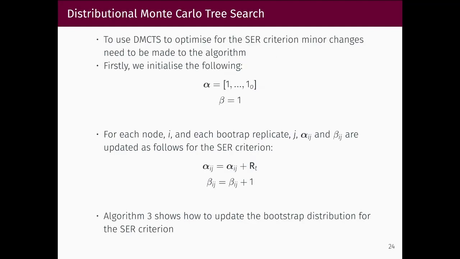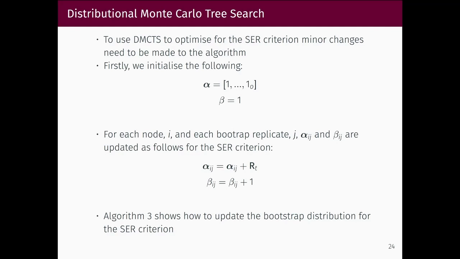So I'll just briefly talk about how we can do the SER criterion. Again, it's a few minor changes. We initialize alpha to be a vector full of ones for the number of objectives we will be returning. So it's an n-dimensional vector, or as we use O to denote how many objectives are in the vector here. And then we just keep beta to be the same, of 1.